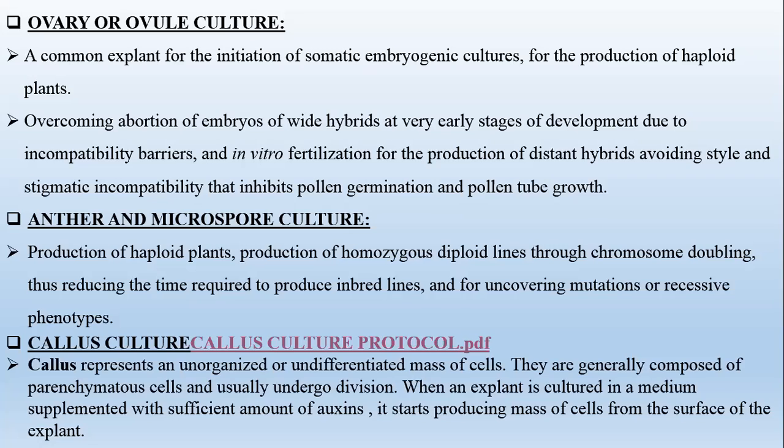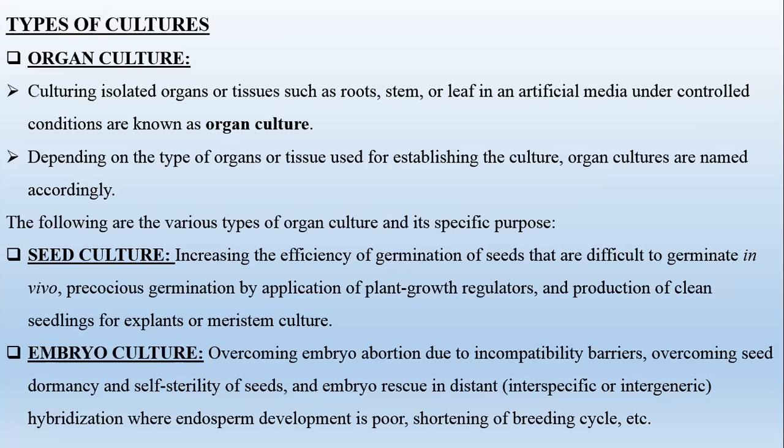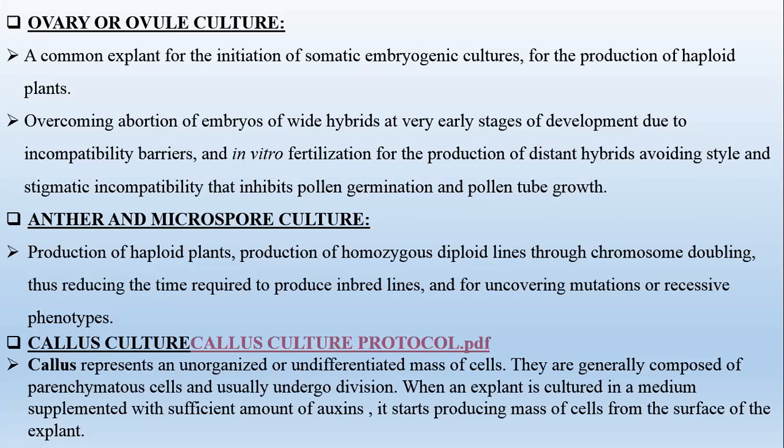In these particular cultures we are discussing anther culture, ovary culture, then callus culture, okay, seed culture, embryo culture. So basically we have an idea of these organs, okay, no doubt, and these particular organs are used as an explant, so that the name is given to this culture. And also there is a particular specific purpose behind using these cultures in a particular crop or plant.